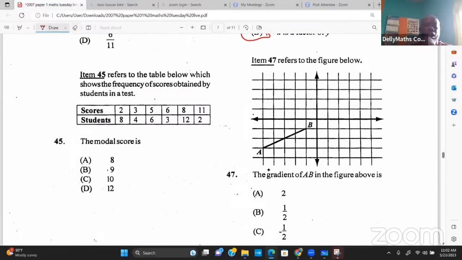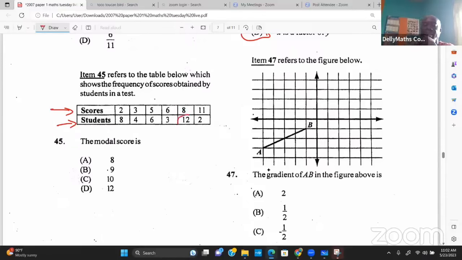All right. Let's look at 45. 45 says, item 45 refers to the table below, which shows the frequency of scores obtained by students in a test. So here is the score at the top, and we're talking about the number of students. 8 students get 2, 4 students got 3, 6 students got 5, and it goes on. So the question says the modal score. Modal score. So which one of these occurs the most?